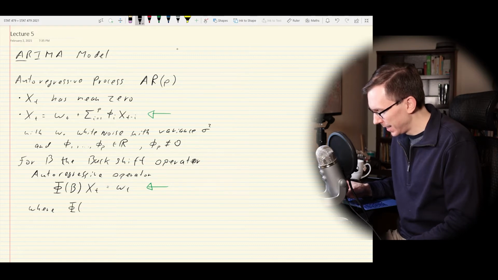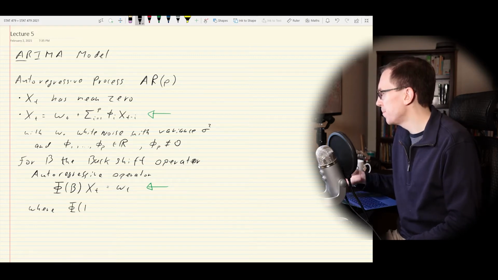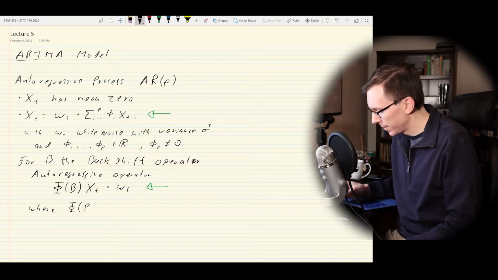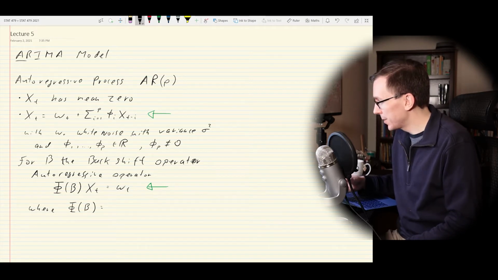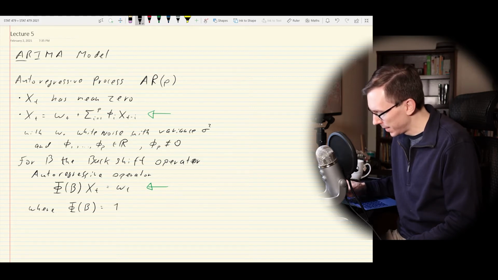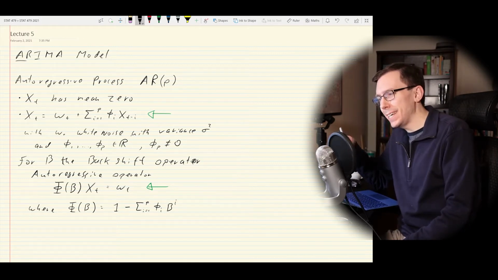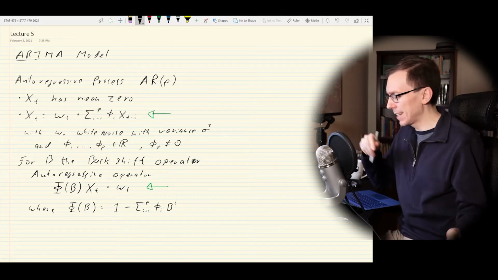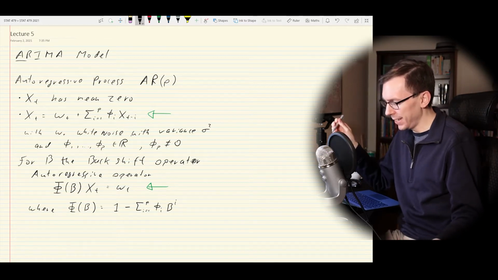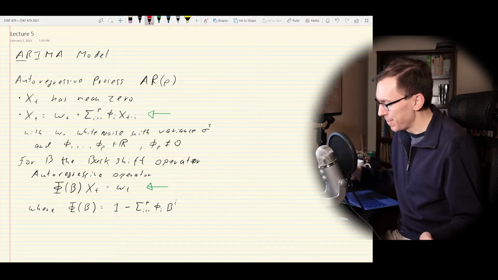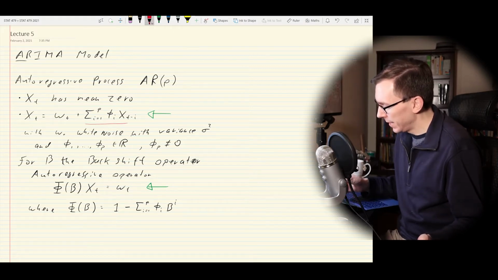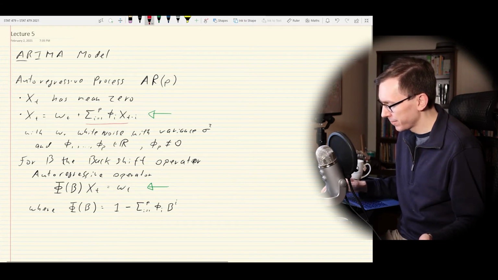Here, capital phi of B, we'll just use B for now, is going to be a polynomial in B. So it's going to be 1 minus the sum, now we're going to take i from 1 to p, of phi sub i and B to the ith power. So remember, the more times we apply B, the more we shift our time series back in time. So I didn't really do anything here. All I did was take the summation and move it to the other side of the equation.